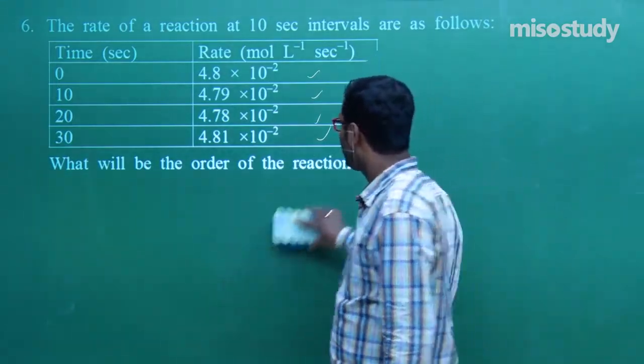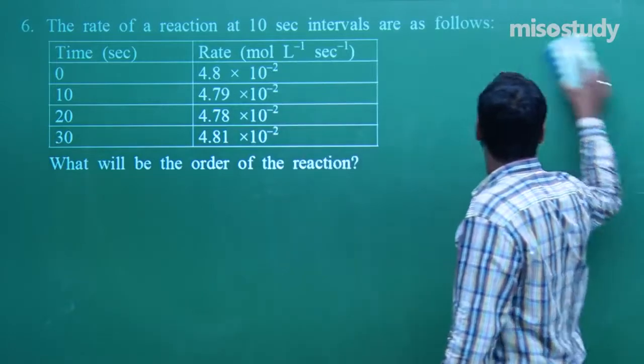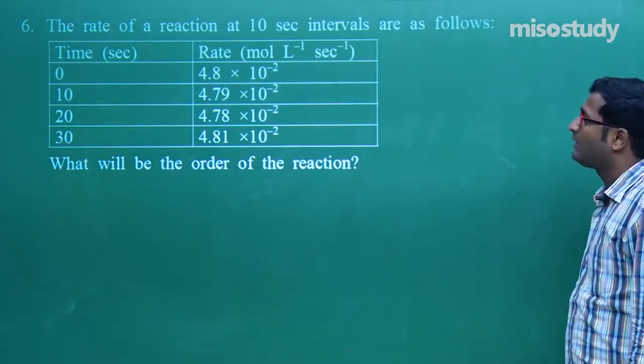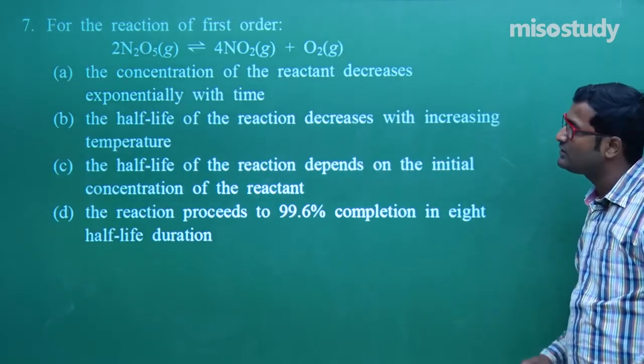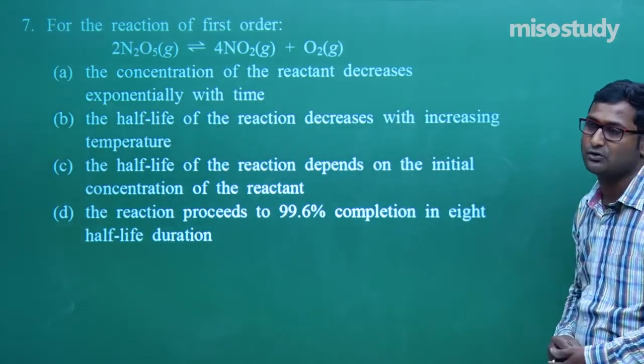I am going to rub this part fast and we will discuss the next question. What is the next question? That is question number 7. I am leaving this question for you. This is one of the simplest questions.